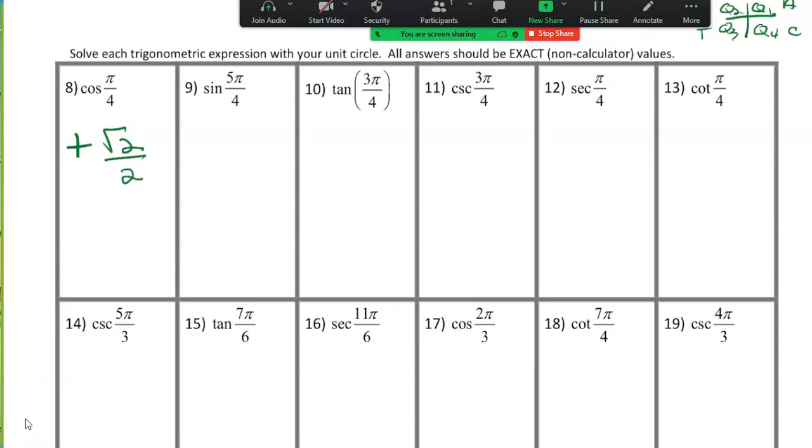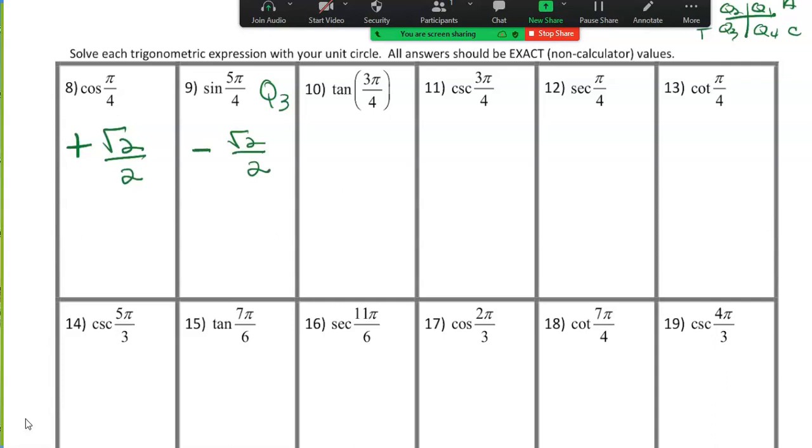Okay, so 5 pi over 4, where is that? That is in quadrant 3. Okay, in quadrant 3, sine is negative. I'm going to write down a negative right away. Then go to pi over 4 in quadrant 1 and pull off the sine value, which happens to be the same as the cosine value.